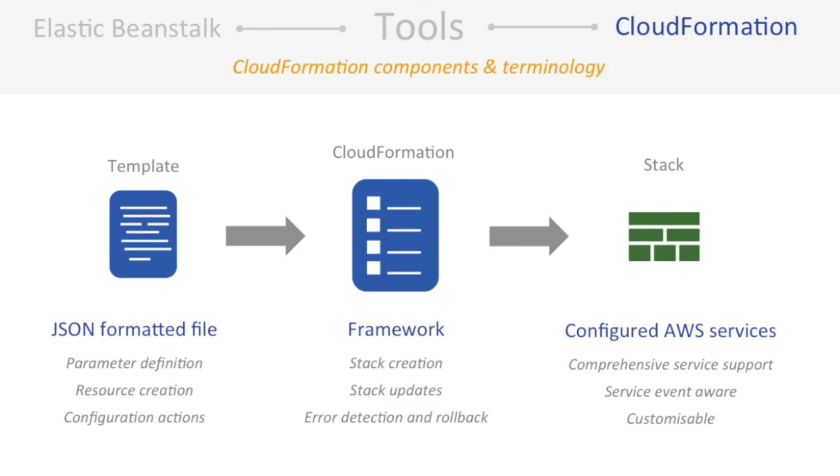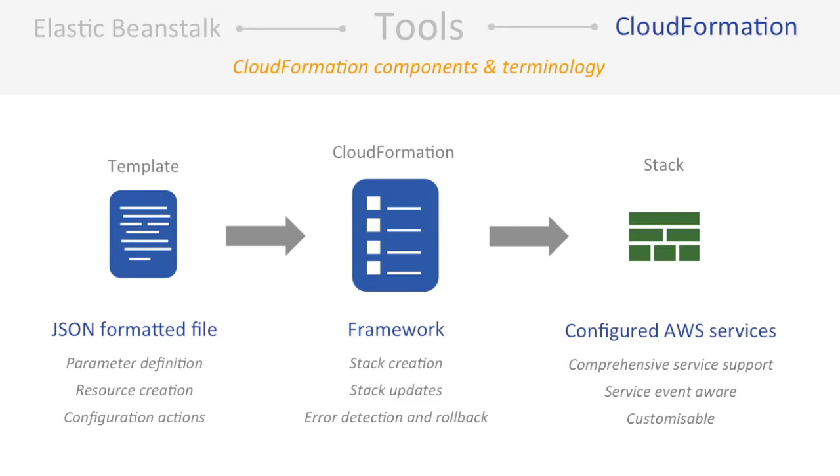The components that make up CloudFormation is the CloudFormation framework itself, and this deals with the creation of what we call stacks. So stacks on the right are what come out of CloudFormation, and these are a configured set of AWS resources where we have comprehensive support of the services in Amazon Web Services that you can use. It's customizable, it's event aware in that if things go wrong, it reports back to the CloudFormation framework. And then you drive that framework from a template, which is a JSON formatted file on the left.